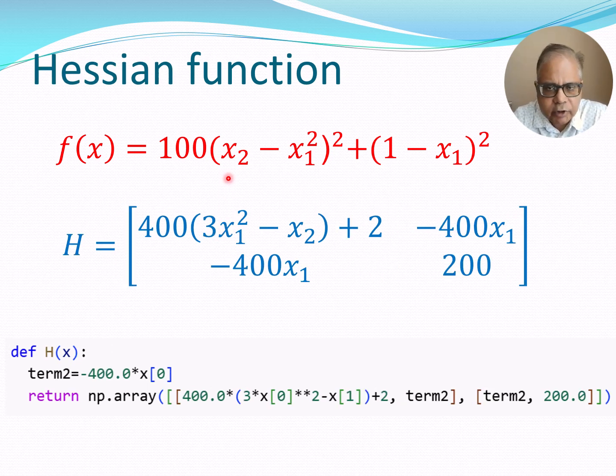Now the Newton method will also of course require the Hessian matrix. So this is the Hessian matrix for this function. Again, we have coded it here, and so this is going to give me the Hessian matrix at any point x. So when I give in a vector x here, I'm going to get h of x out of this.